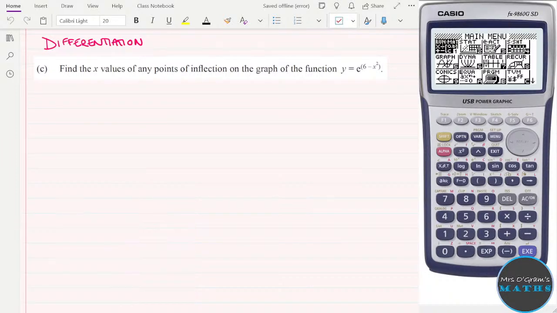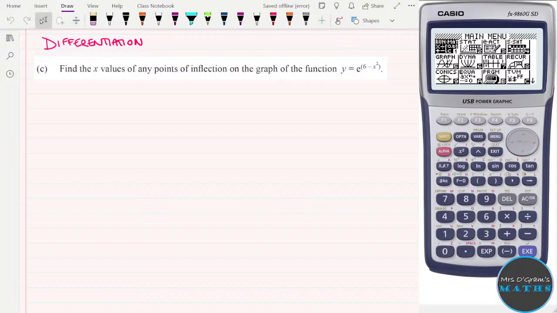Okay, let's just get rid of the webcam for a second. Okay, so I'm just going to sort my stuff out so I can see there. All right, so the situation is where we've got points of inflection.